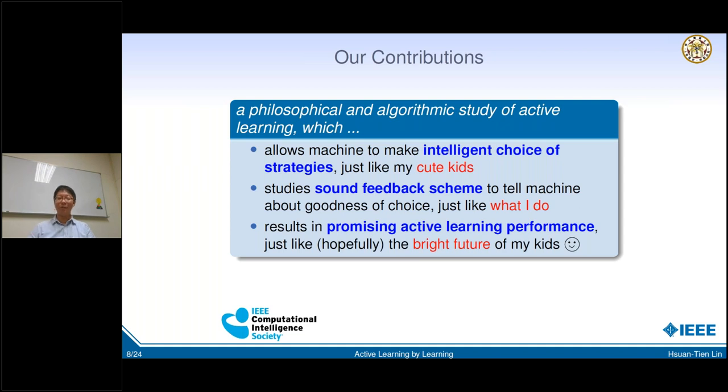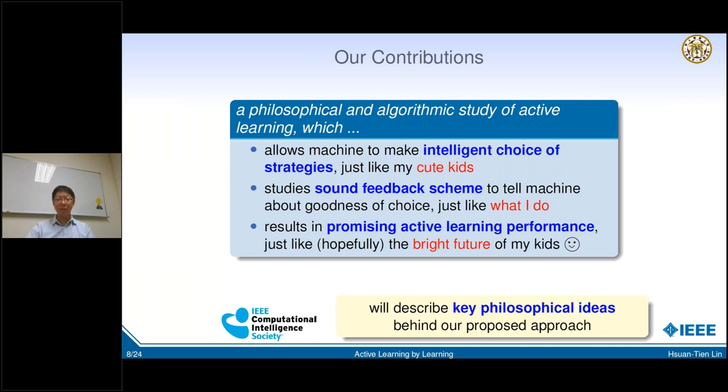That's what I do in my computational learning lab along with my students. We want to train the machines just like how we would teach our students or our kids. And in this talk, I'm going to tell you the key philosophical ideas behind our proposed approach.